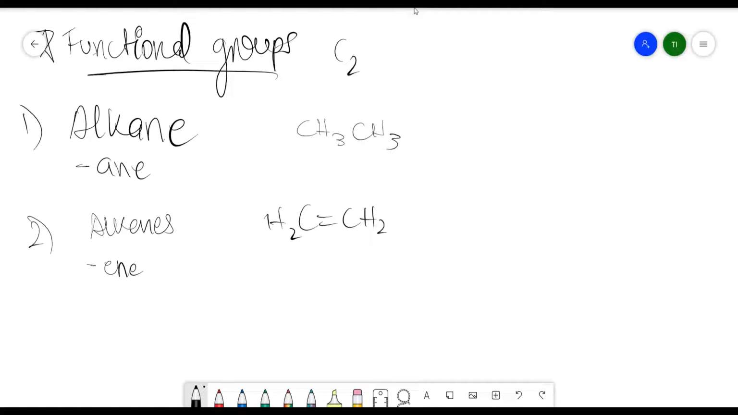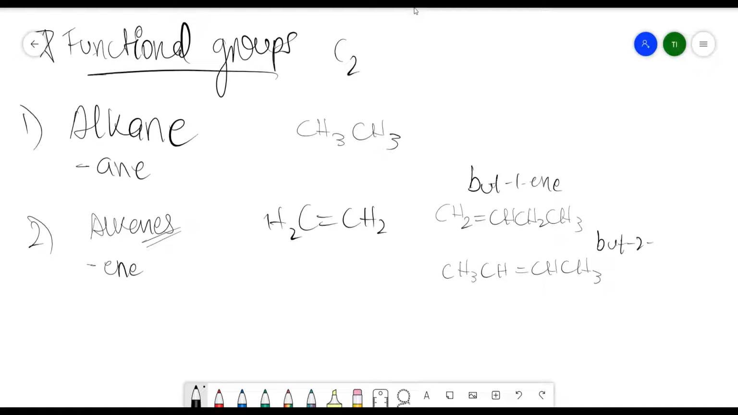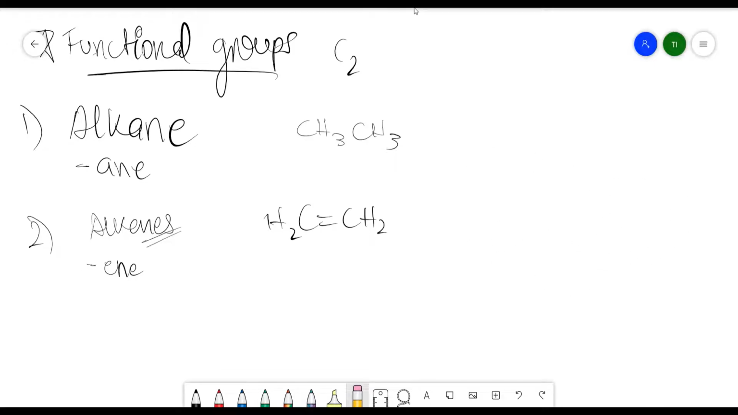H2C, CH2. But in case you had, let's say, a butene, it can be CH2, CH, CH2, CH3, or it can be CH3, CH, CH, CH3. So these two are different compounds. They have the same molecular formula, but different structural formulas. So when you're writing the names of alkenes, make sure to give the position. This one would be but-1-ene, whereas this one would be but-2-ene, right? We'll get on to the IUPAC nomenclature in a bit, so just move on.